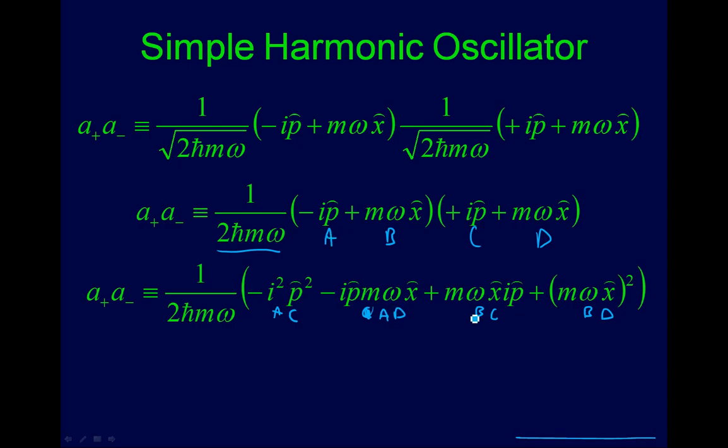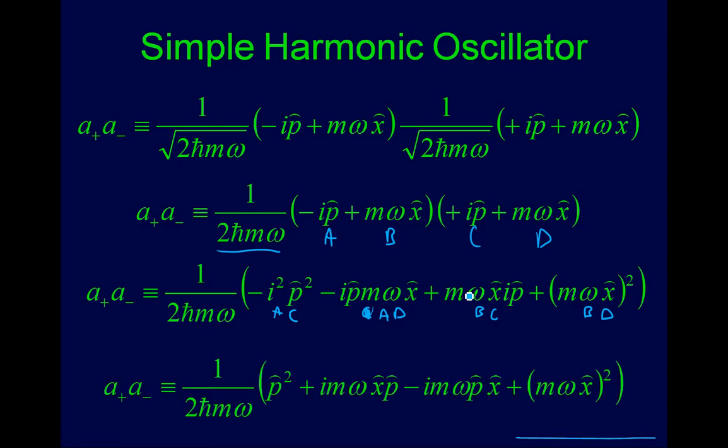Now, there are some constants and some operators, and you have to be very careful about the operators. First of all, in this term, negative i squared is just 1, so I get p squared out of there. I pull all the constants out, which are the same, i m omega, and then it's times xp. What this is actually equal to, if you look at it, is i m omega times the commutator of x comma p. And this is where this whole definition comes from.